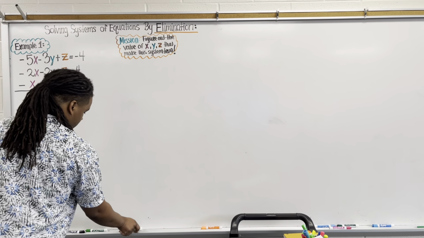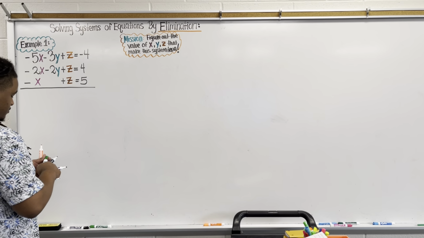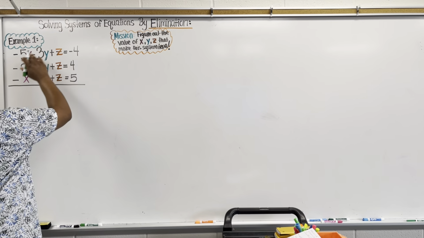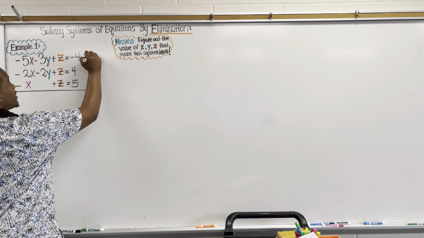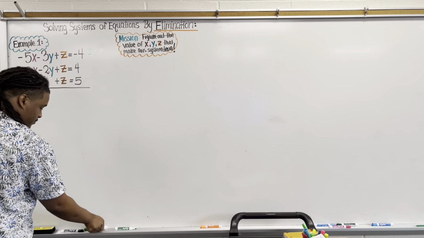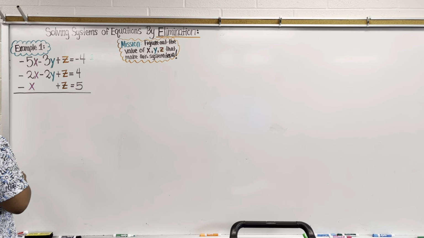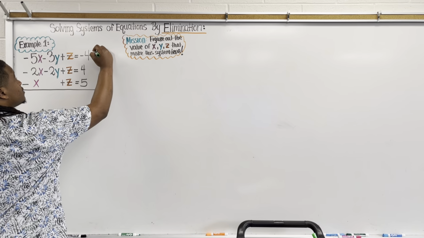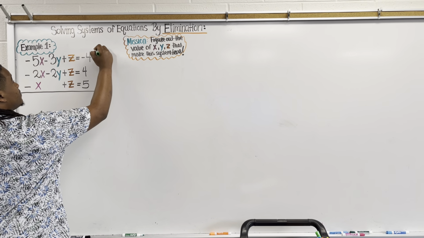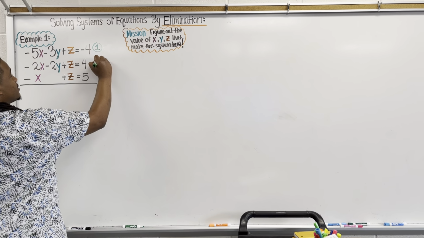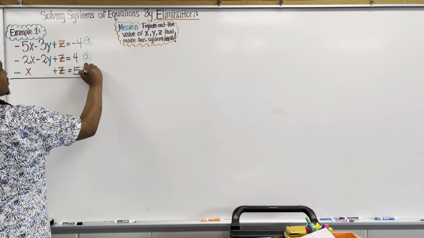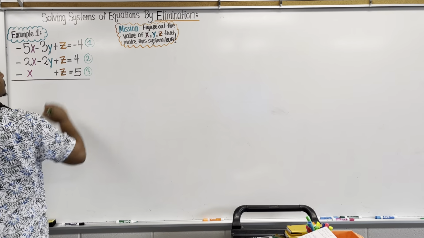The first thing we need to do is label. We're going to label each equation in the system. I'm going to label this one as equation 1, this equation 2, and this equation number 3.